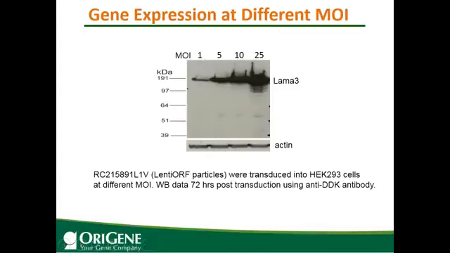And this data shows gene expression at different MOI. MOI stands for multiplicity of infection. That's the number of viral particles per cell. MOI 1 means there's only one virus per cell, and MOI 10 means there are 10 viral particles per cell. And you can see that the higher the MOI is, the higher the gene expression is. That means if you want to get higher gene expression, you can use a higher MOI.